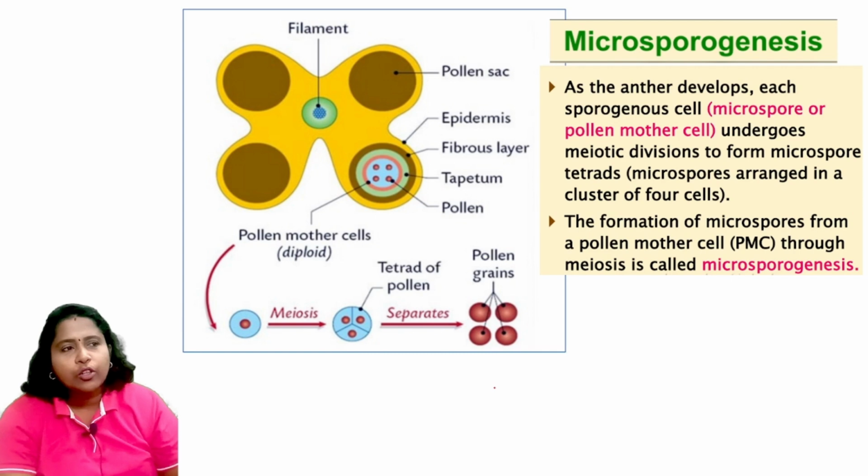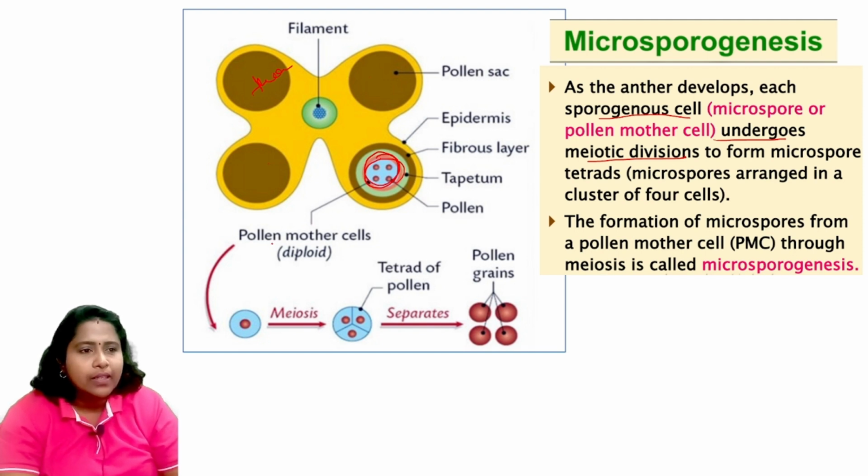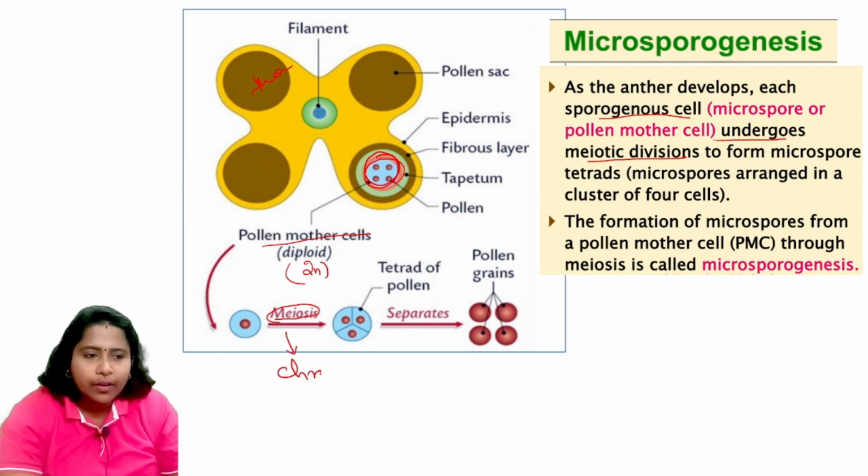Now, what do you mean by microsporogenesis? As the anther develops, each sporogenous tissue undergoes meiotic division. You can see this figure. These are the thecae. We have a dithecous anther, a total of 4 thecae, and inside the microsporangium we have microspore mother cells, or pollen mother cells. What is the ploidy? It is in the 2n stage. Now this will undergo meiosis, so the chromosome number will reduce.